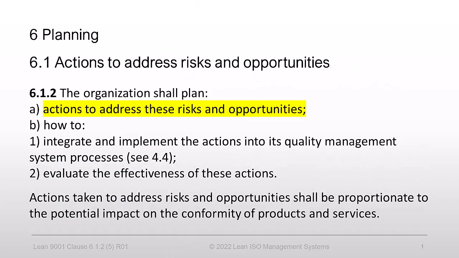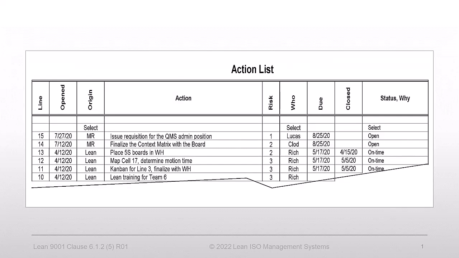This video continues the discussion of element 6.1.2 of the ISO 9001:2015 standard, actions to address risks and opportunities. By the end, you will discover how to create an effective action list for your organization.